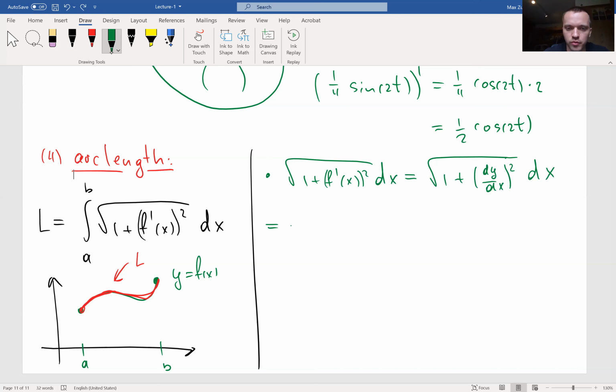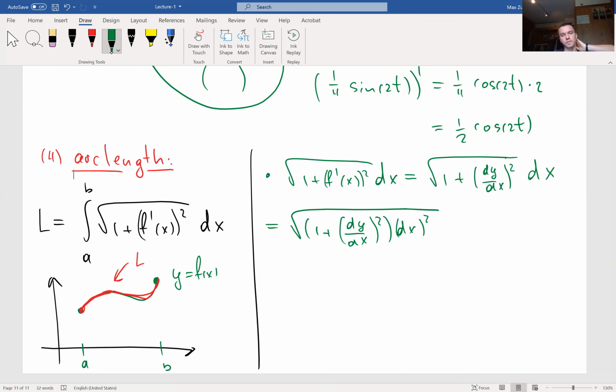So what I'm going to obtain? I'm going to obtain 1 plus dy over dx squared times dx squared. So you see, I just brought dx inside the square root. And then what I can do is expand that fraction. If I expand that fraction, I'm going to obtain dx squared plus dy squared.